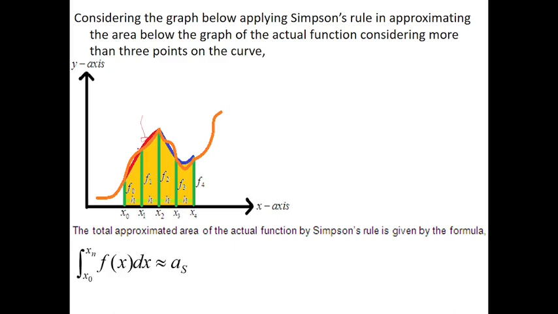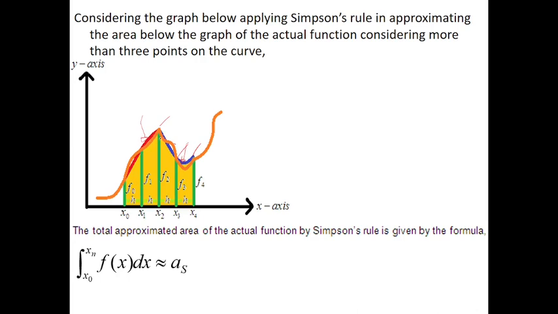Okay, so another approximation is this one. We consider again 3 points: first, second, and third. So this blue curve is another approximation of the graph of the actual function. So we consider the first approximation, and we consider the area below it.